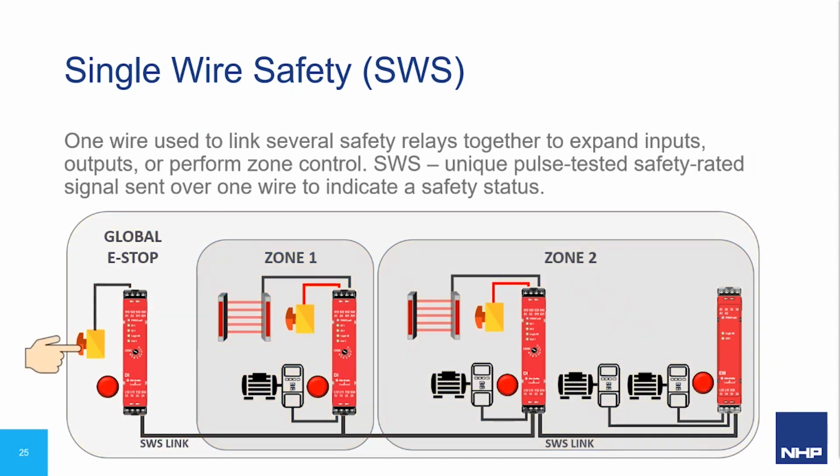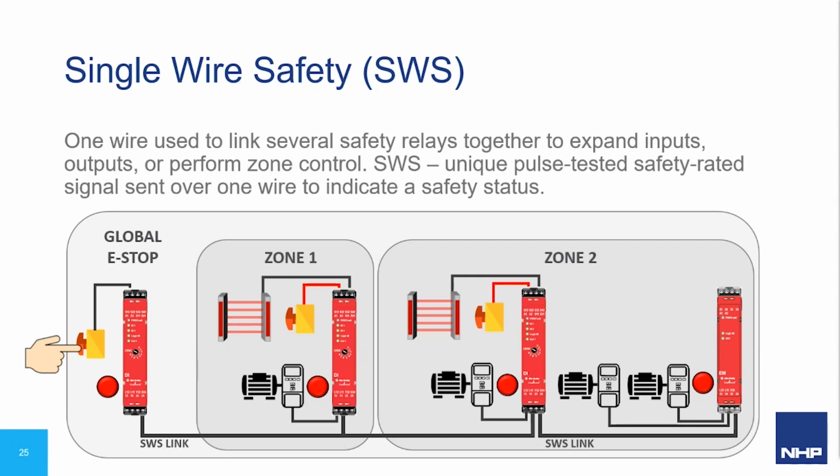The pulse testing is there to ensure that a short circuit fault is detected. The SWS signal, while it is pulse tested, is still discrete in operation, so it's either logically on or off. However, this is all that you need in order to link multiple safety relays together. Where this feature becomes most useful is in larger machines which require additional I/O, which is otherwise afforded by a single safety monitoring relay. So SWS can be used to link several together to expand the I/O count.